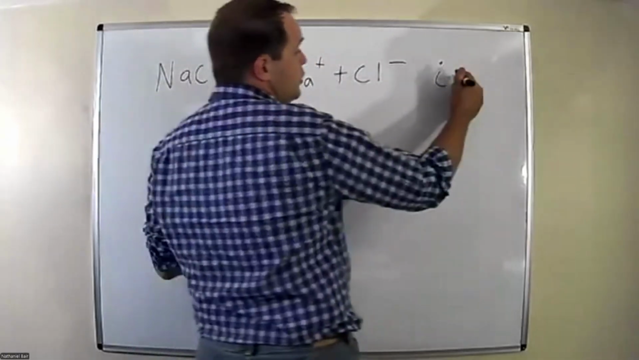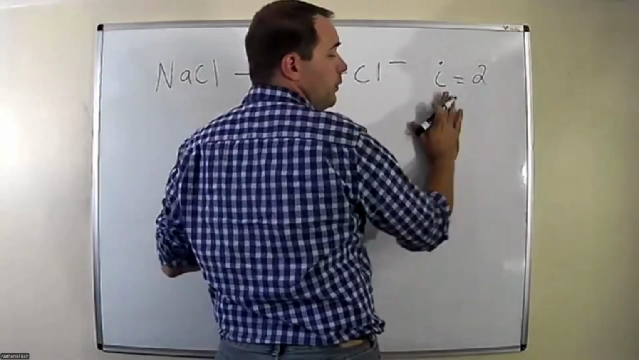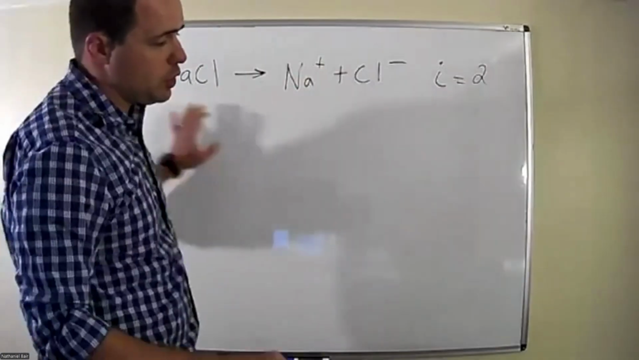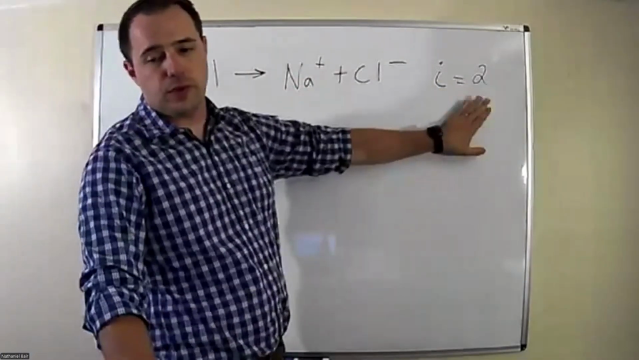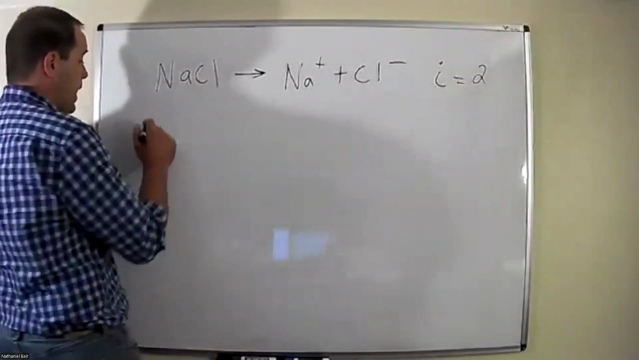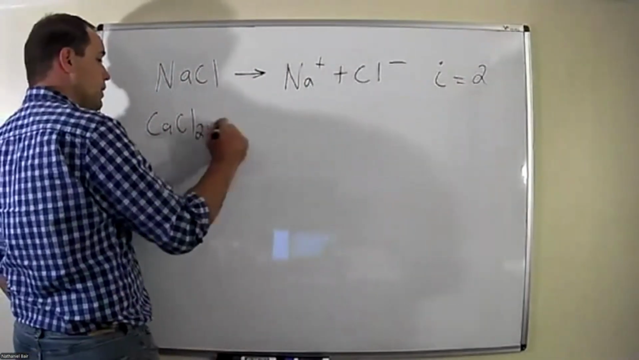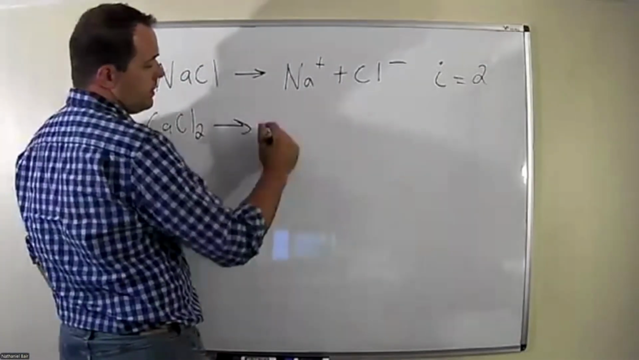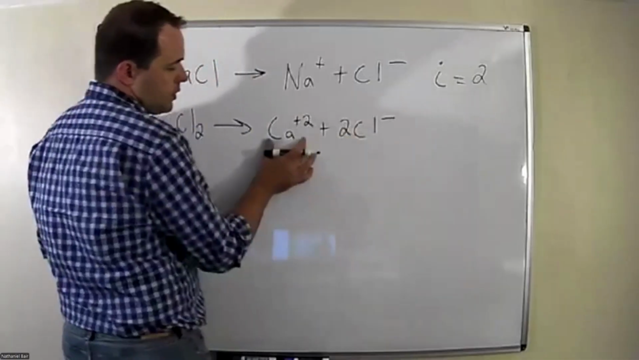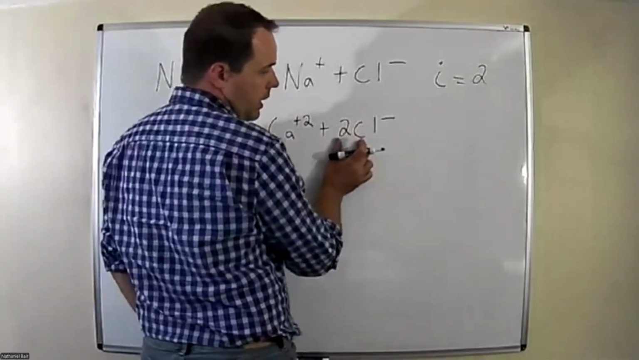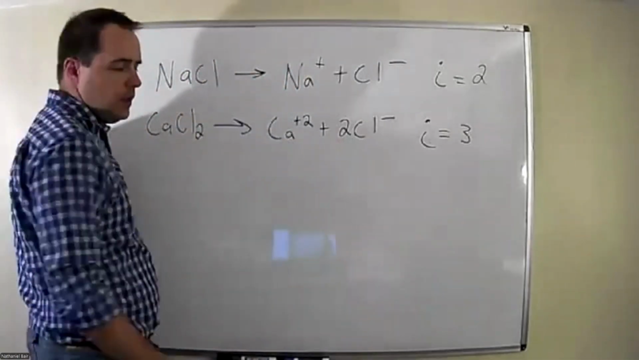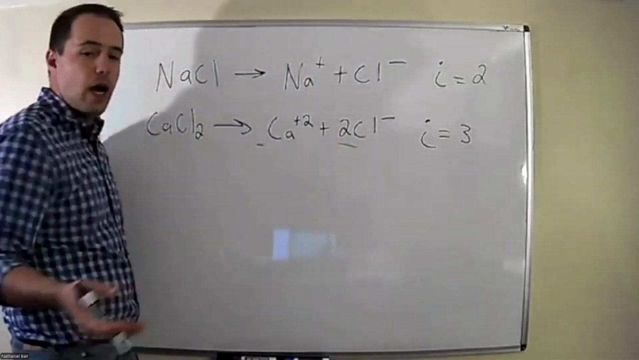And this would generate 2 particles. So this would have a Van't Hoff correction factor of 2. 1 equivalent of sodium chloride generates 2 particles. Look at another one. What if I had calcium chloride? Well, now, when calcium chloride dissolves, it breaks up into calcium and 2 chlorides. So I get a cation and 2 anions. That has a Van't Hoff correction factor of 3, right? So that would produce 3 ions.